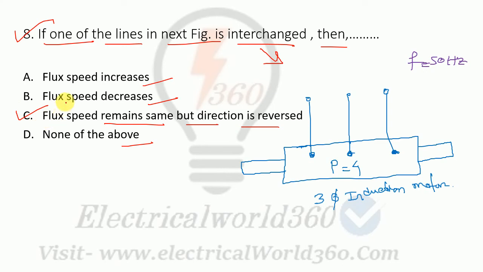That means if one of the lines of these two is interchanged, then the flux speed remains same, but the direction will be reversed. So that's why here the option number C is the right answer.